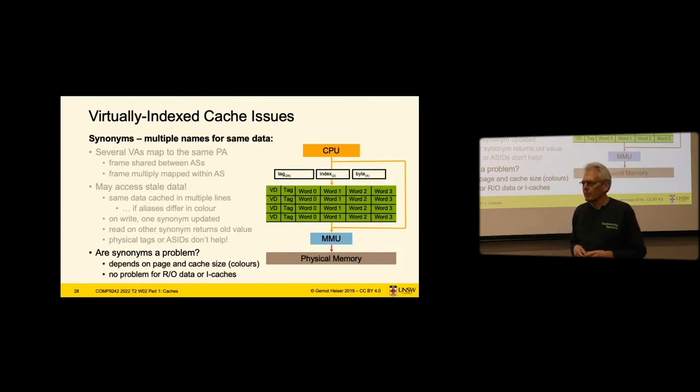I might be misremembering what write through caches do, but I was wondering if you already had two entries of different colors, and one of them was written to, the other one still wouldn't be updated, would it? Well, that's the problem, right? You still get inconsistency. That's exactly the problem.